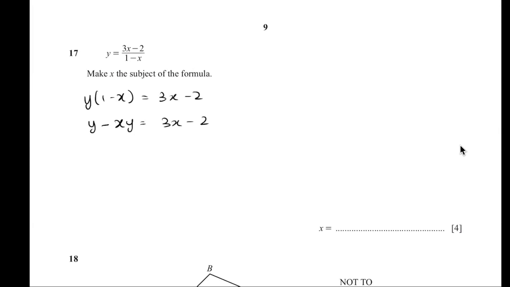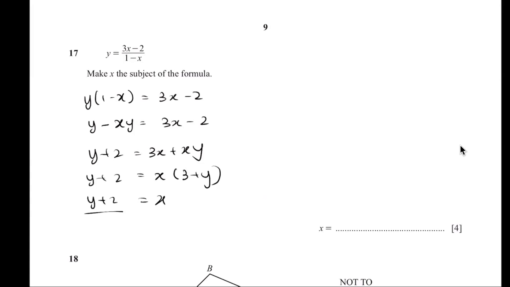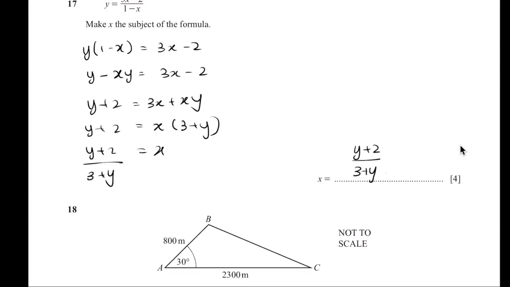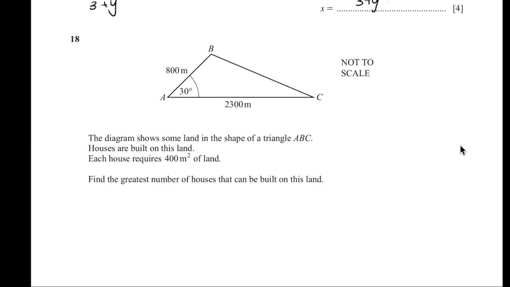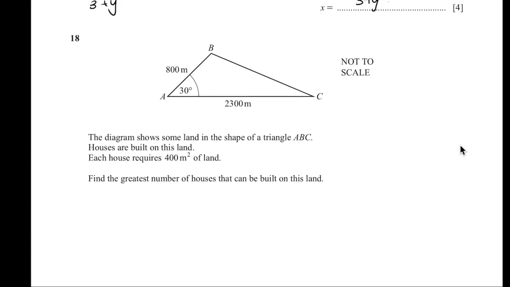Then you start panicking here. What you need to do is just group the x's together. So we get y plus 2 is equals to 3x plus xy. Take out the x, factor out the x, 3 plus y. That's it.